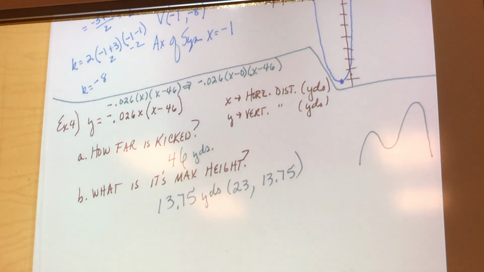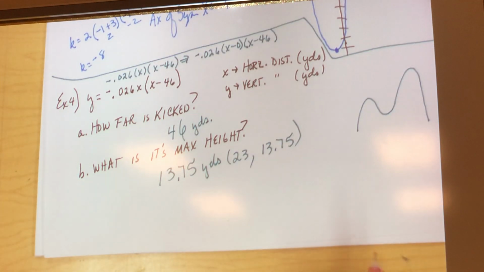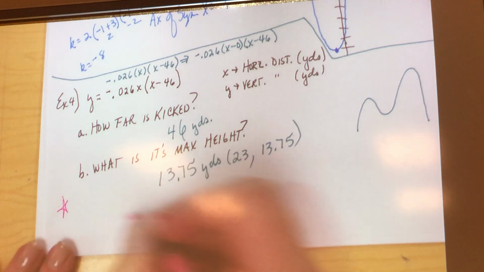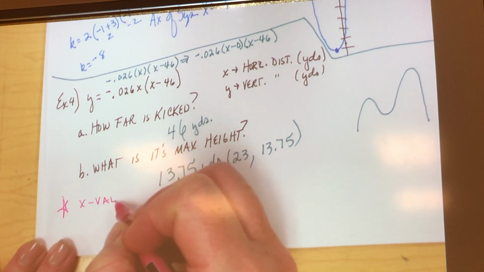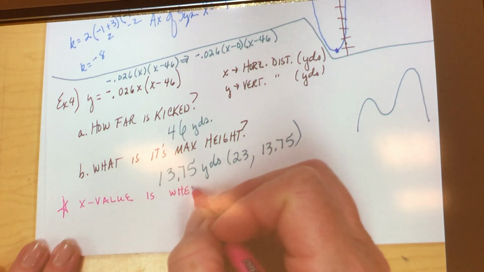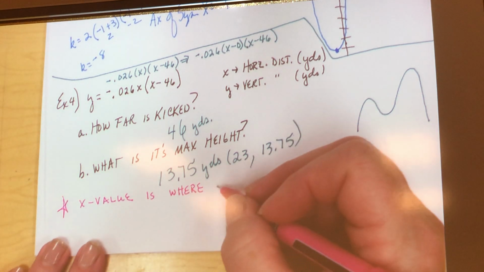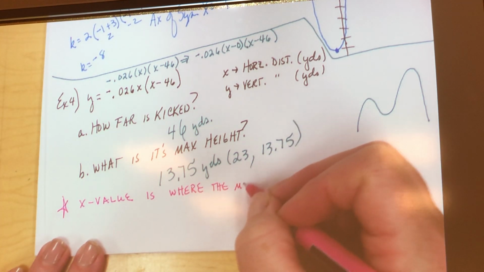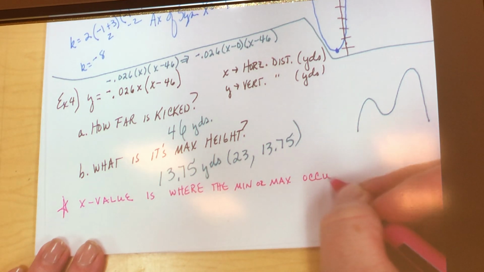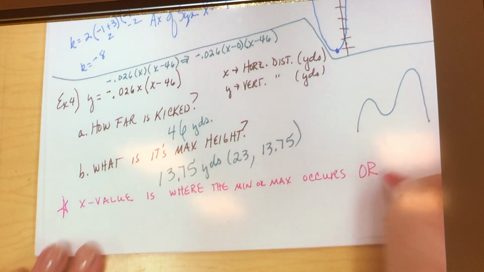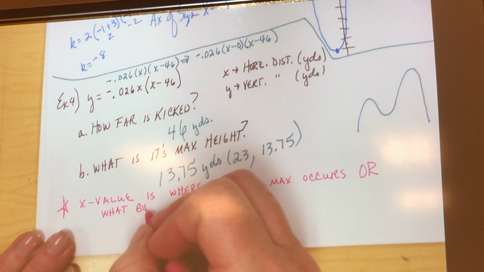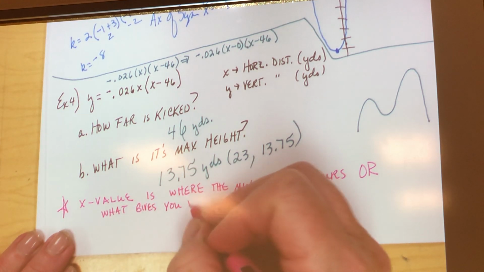All right, so I want you to write something down. This is very, very important. You need to know it. I'm going to start and write it in pink. So here it is. The x value is where the min or max occurs, or what gives you the min or max.